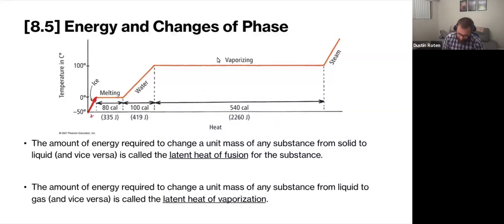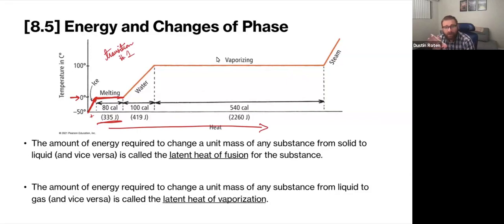Now look at what happens. I keep putting heat in, but the temperature stays the same because melting is happening, right? During this first transition, the temperature during melting stays at 0. Even though I'm still putting in heat, you can see my heat's increasing on the x-axis, but my temperature does not.